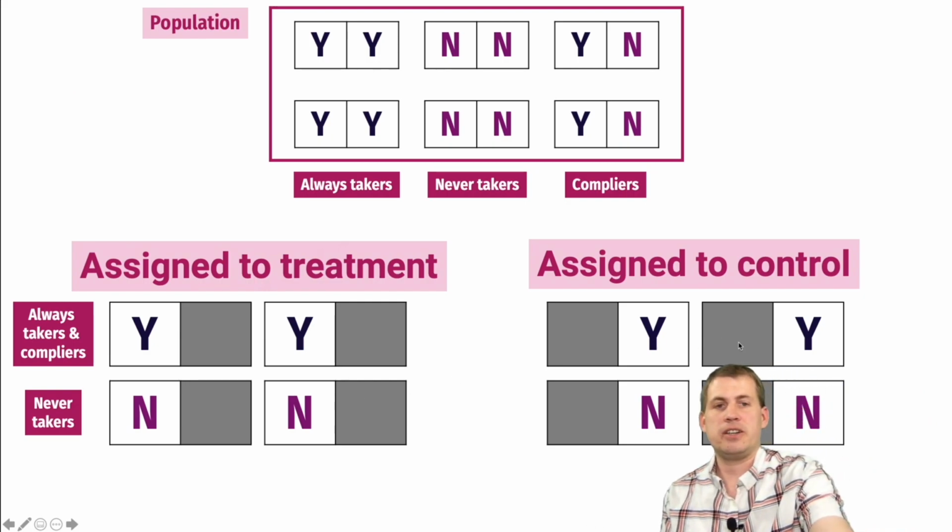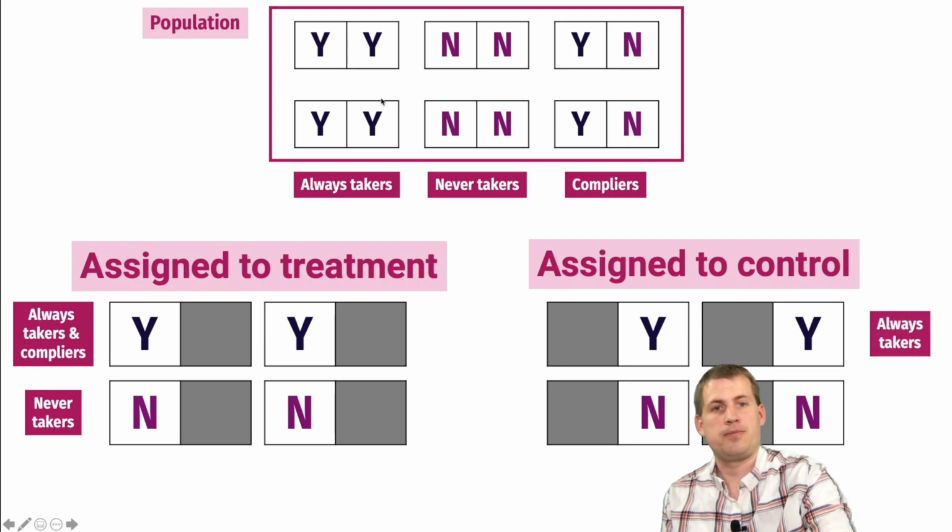If we look over here at the assigned to control world, these people who were assigned to control and still did it, those are not the compliers and they're not the never takers. They have to be just the always takers. So it's just that segment of the population.